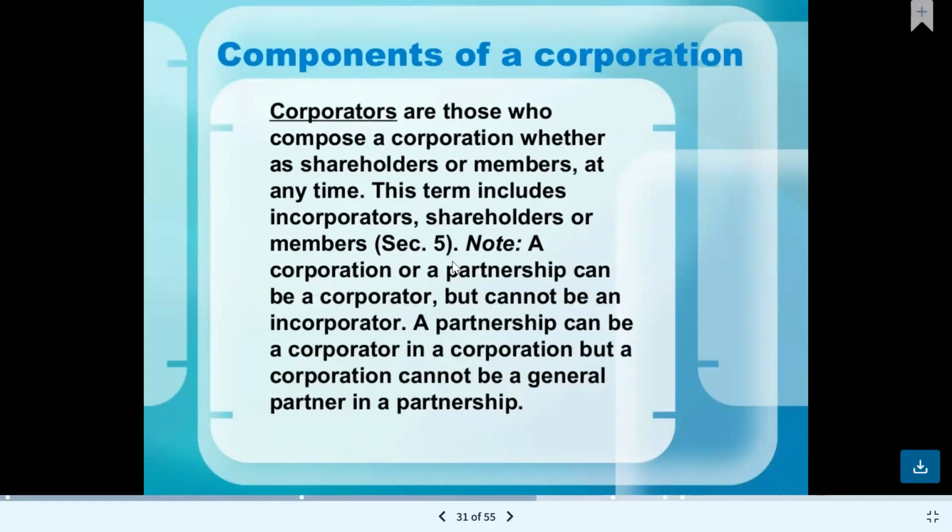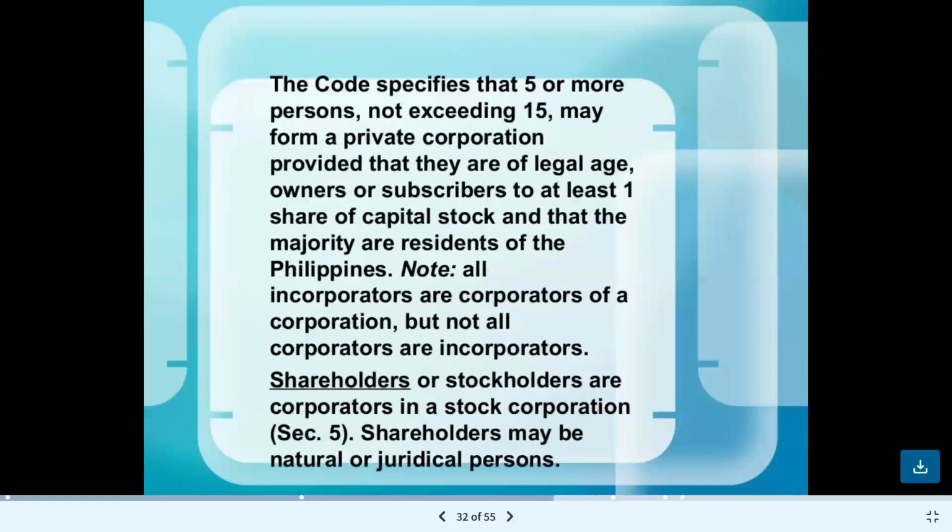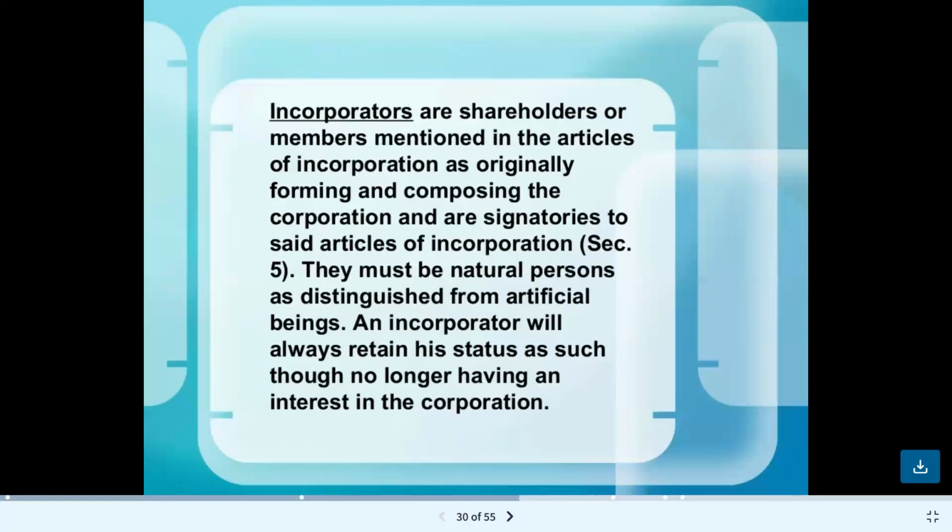Okay, now let's talk about the components of a corporation. First, you have the corporators. Corporators are those who compose a corporation, whether as shareholders or members at any time. So this term includes incorporators, shareholders, or members. Now, the question would be, can a partnership become a corporator? The answer is yes. Any person or entity can become a corporator. Okay? But as to incorporators, as I have mentioned a while ago, only a natural person can become an incorporator.